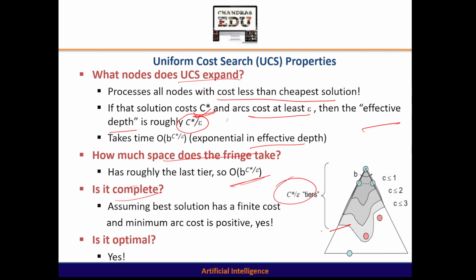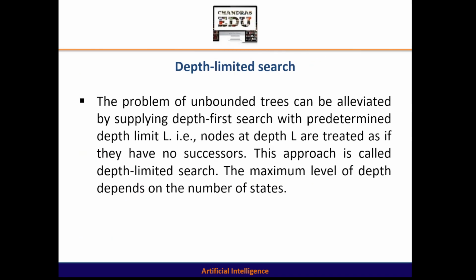Next, is it complete? It will give the best solution with finite cost, and the minimum arc cost is positive. That is, whatever arc cost, whatever epsilon value, the number of levels we are taking is positive, so the solution is complete, that is yes. And is it optimal? Yes, it is optimal. Why? Because it is taking the lowest cost. So next we have three more search techniques in the uninformed search strategies.